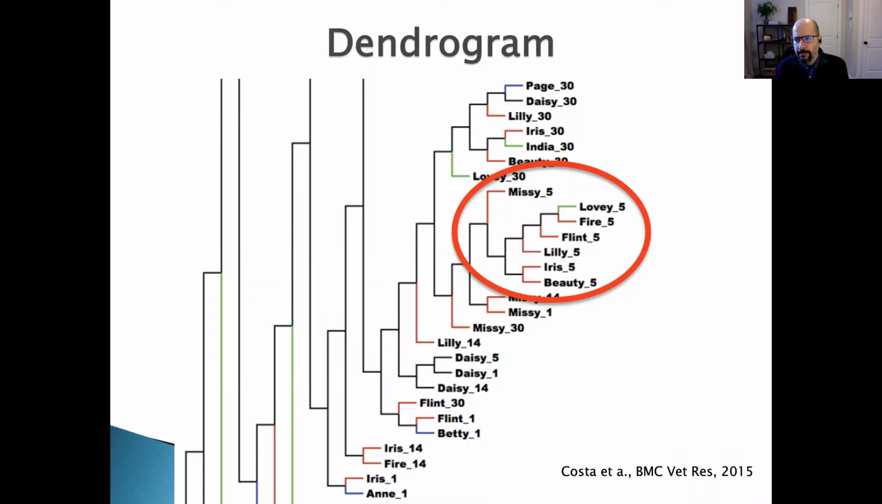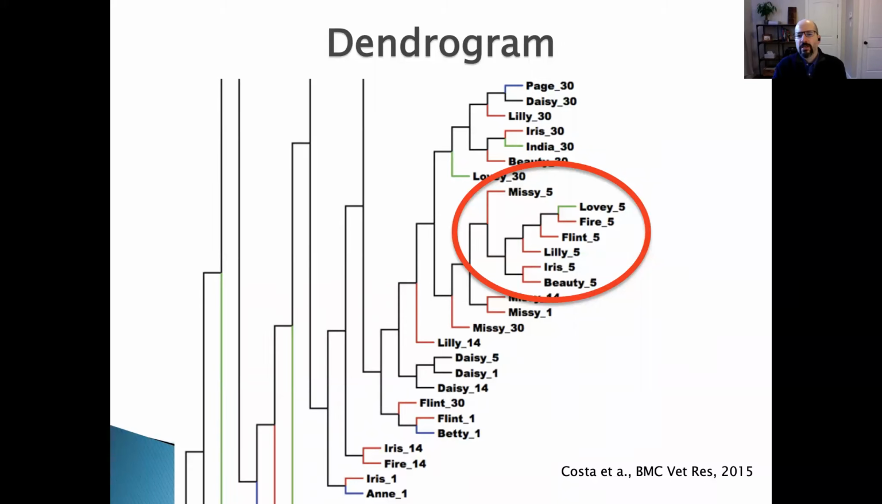Okay. So looking at this, if you say to me it's membership, I can say that Lovely and Fire have more bacteria in common. They share bacteria that Beauty doesn't have. And if it's structure, I can say that the abundance of the bacteria for Lovely and Fire are more similar. They are closer than for Beauty, for example. That's the difference.